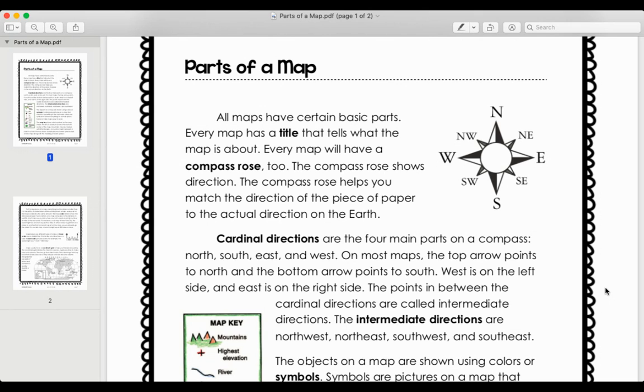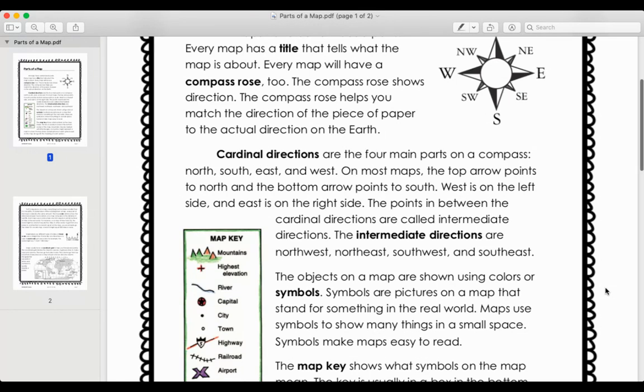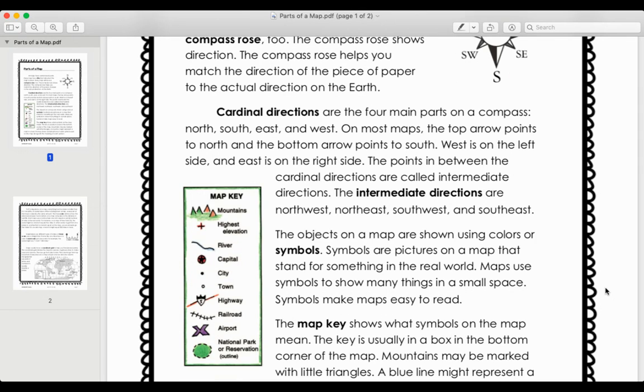Cardinal directions are the four main parts on a compass: north, south, east, and west. On most maps, the top arrow points to the north and the bottom arrow points to the south. West is on the left side and east is on the right side. The points in between the cardinal directions are called intermediate directions. The intermediate directions are northwest, northeast, southwest, and southeast.